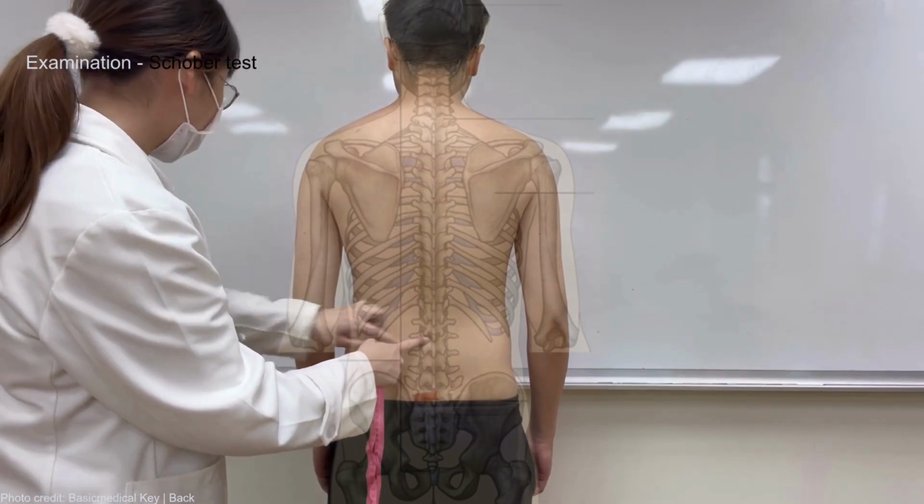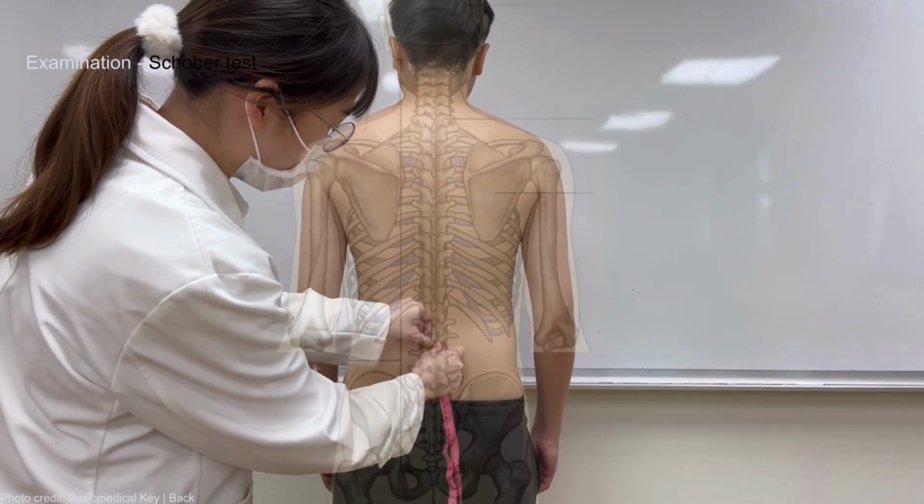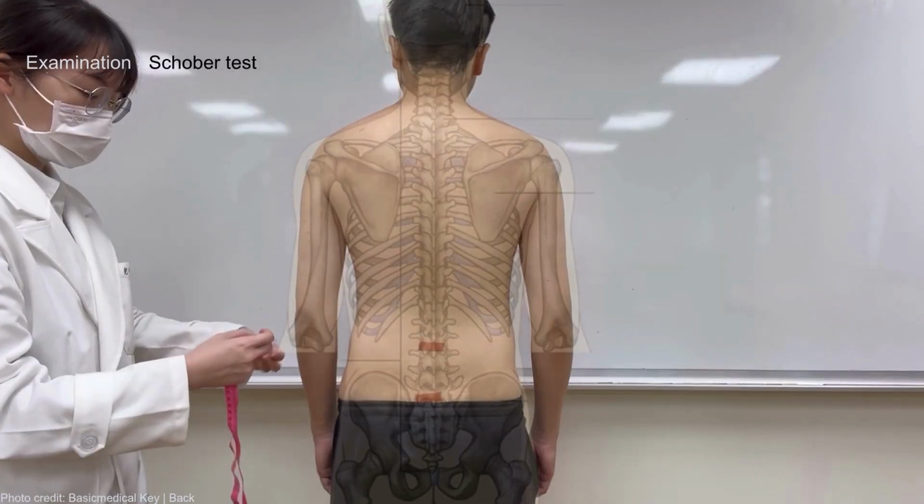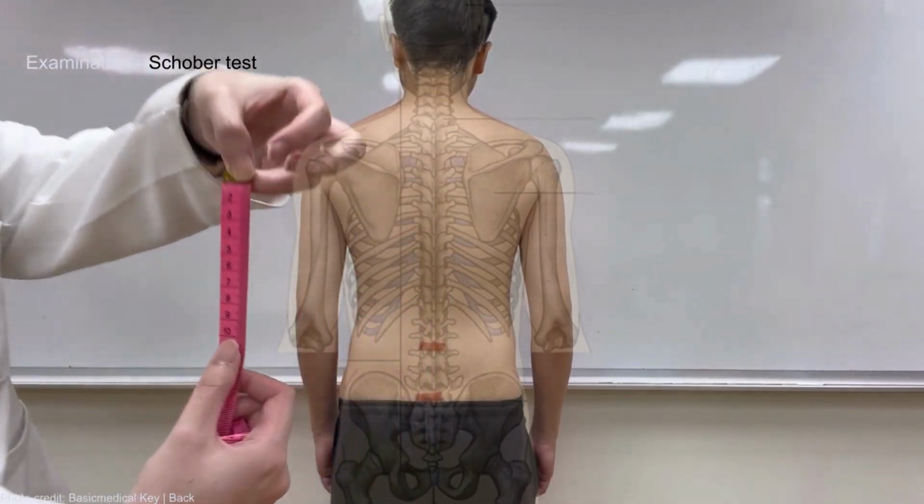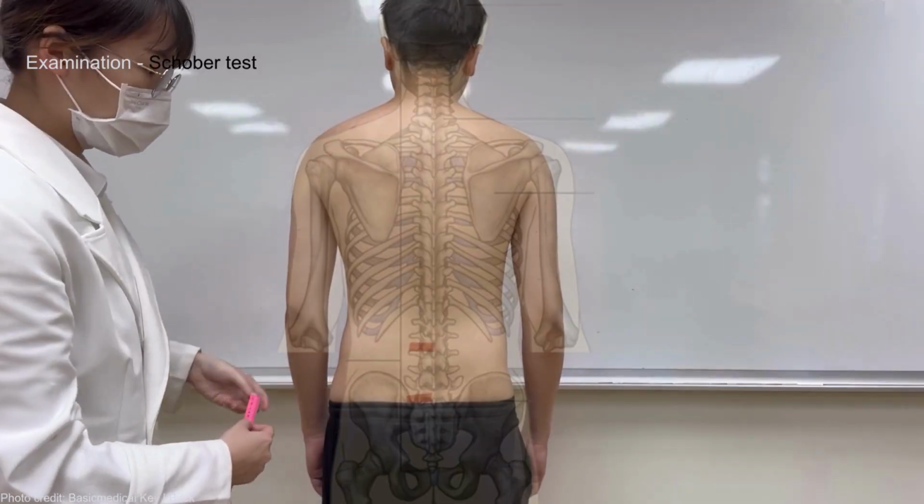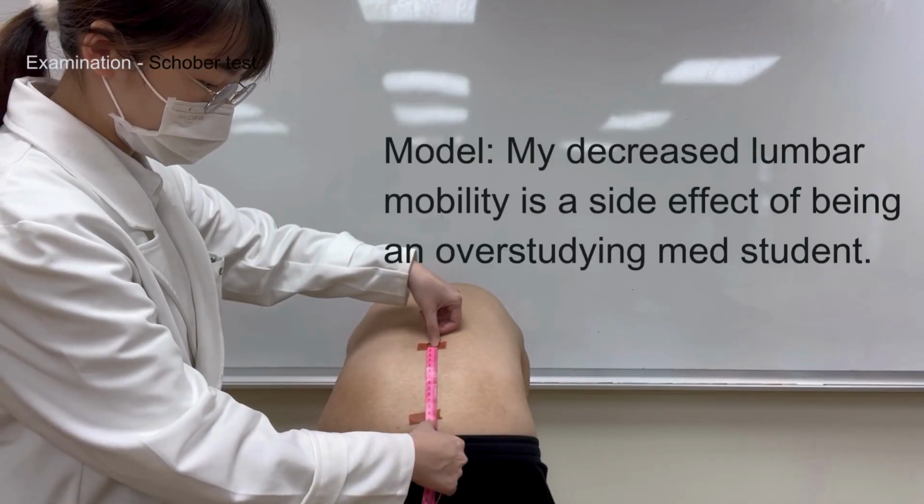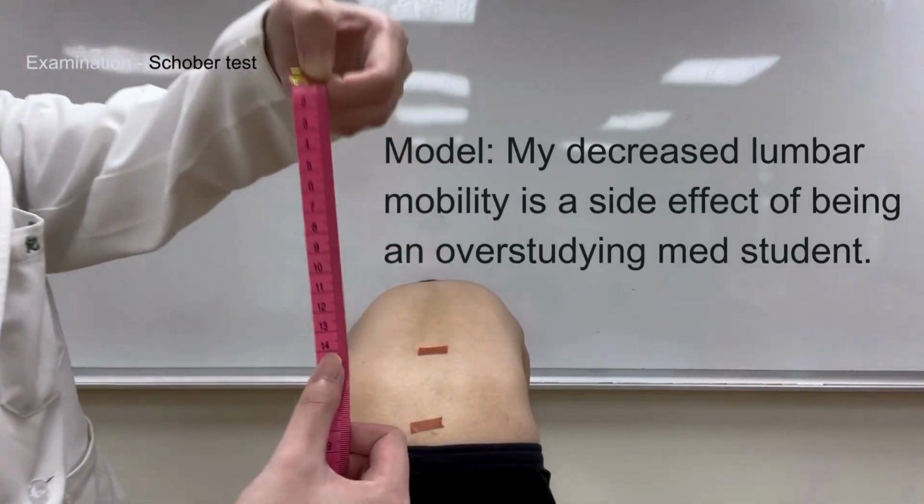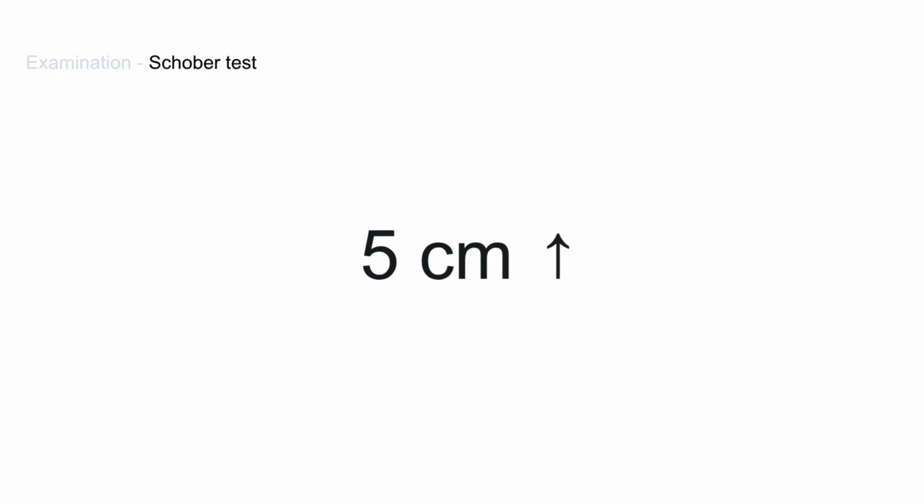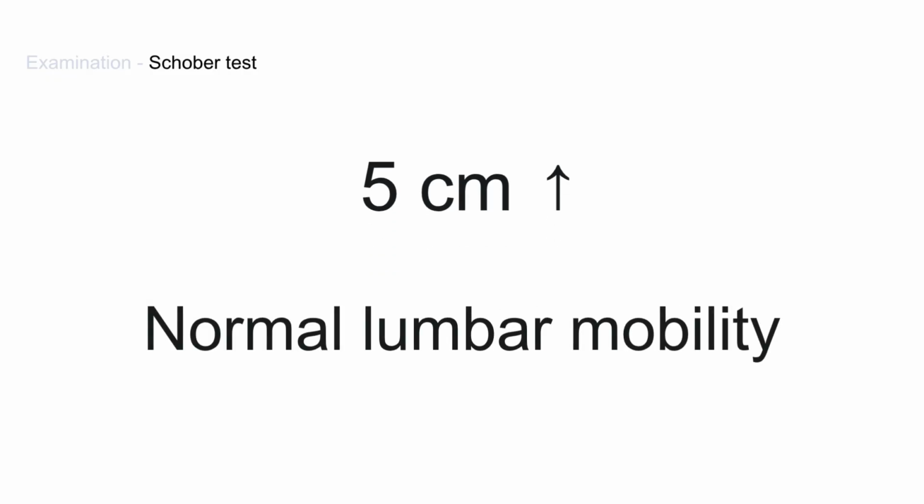Now, ask the patient to bend forward, as if trying to touch their toes. While they're in full flexion, remeasure the distance between the two marks again. In a healthy individual, the spine should lengthen as it flexes, and the distance between the two marks should increase significantly. A 5 centimeter increase is commonly considered the lower limit for normal lumbar mobility.